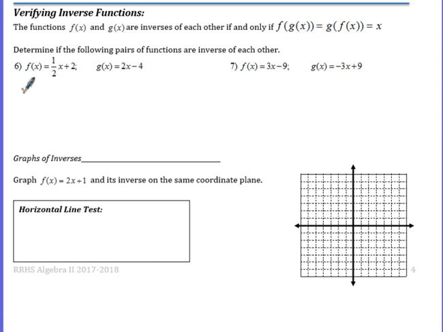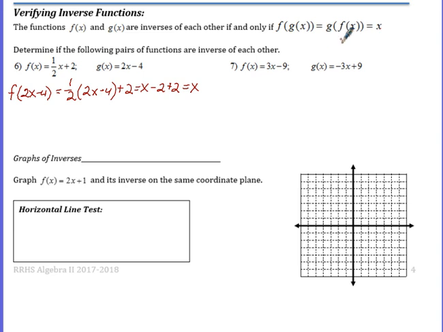So f of g of x, we know how to do this. F of the function 2x minus 4. Well, f of 2x minus 4, that means I take this and I input it into the f function. So 1/2 times 2x minus 4 plus 2, what does that equal? 1/2 of this is x, 1/2 of that is negative 2 plus 2. Those cancel, that equals x. So we are off to a good start. F of g of x does in fact equal x.